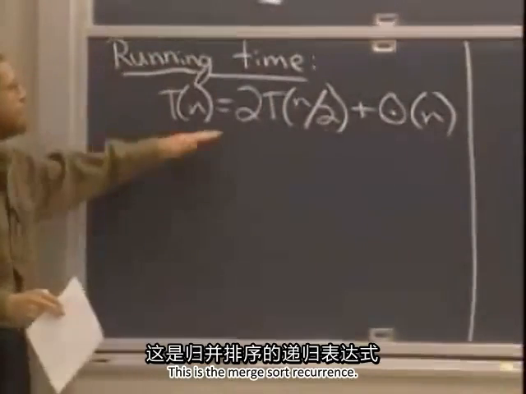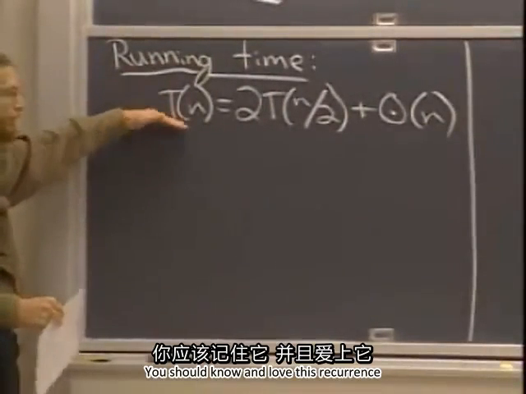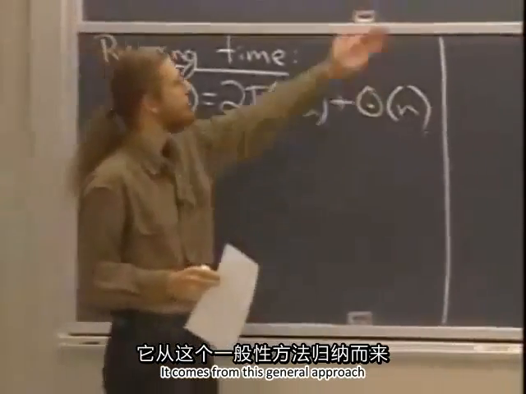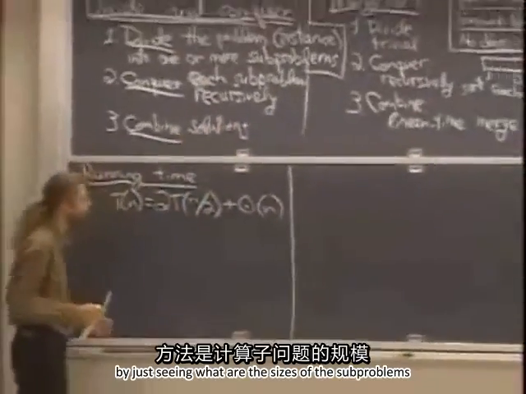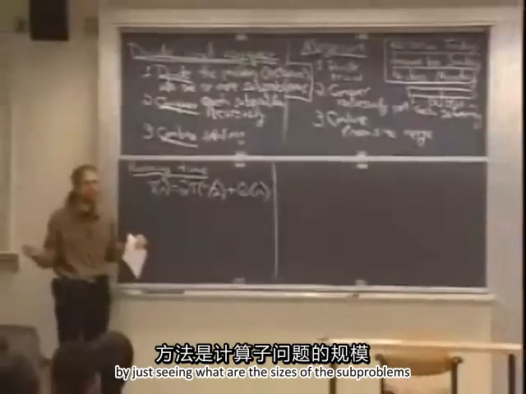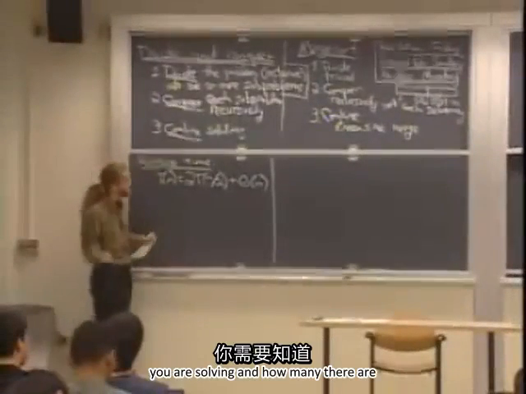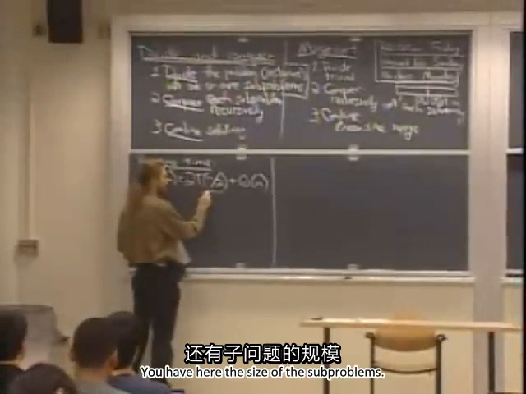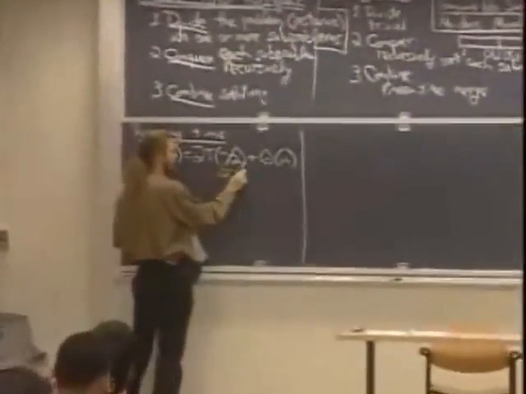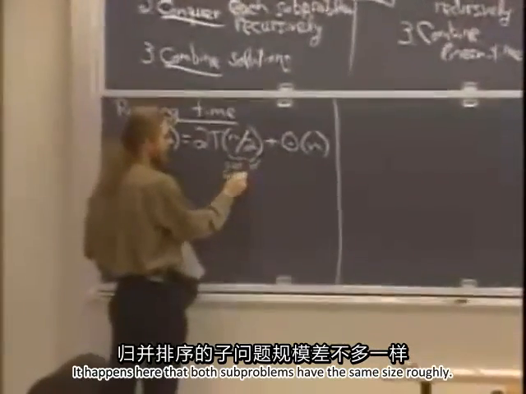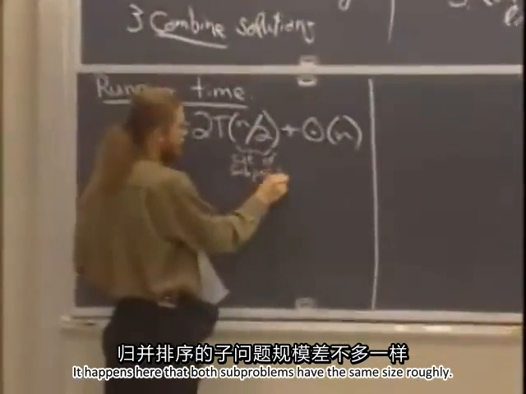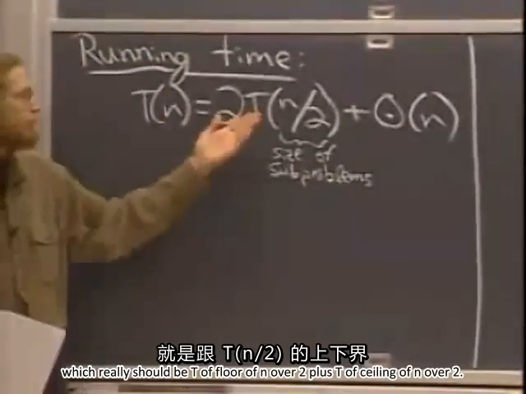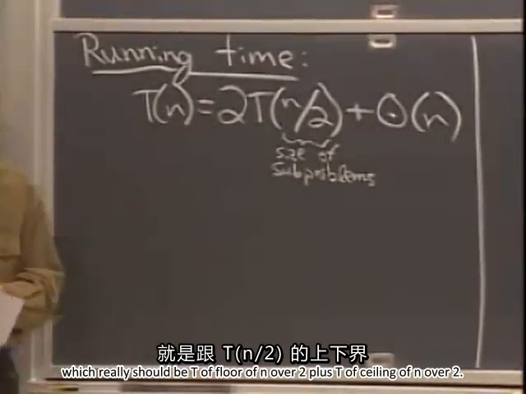So this is the merge sort recurrence. You should know and love this recurrence because it comes up all over the place. It comes from this general approach by just seeing what are the sizes of the subproblems you're solving, and how many there are, and how much extra work you're doing. So you have here the size of the subproblems. It happens here that both subproblems have the same size, roughly. There's this sloppiness that we have, which really should be T of floor of n over 2 plus T of ceiling of n over 2.